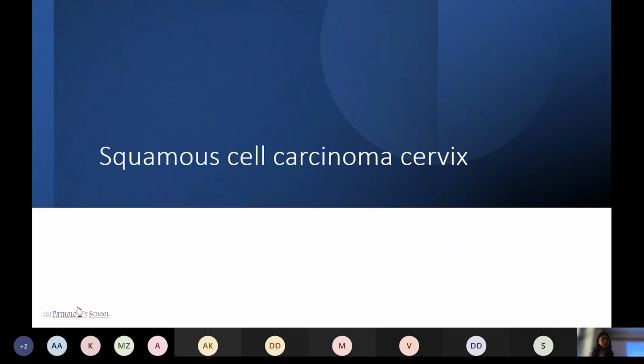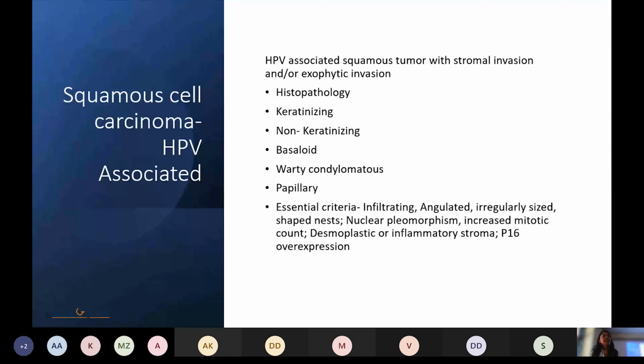Moving on to squamous cell carcinoma of the cervix. Both HPV associated and HPV independent types have a similar morphology. They could be in the form of a stromal invasion or an exophytic growth. The histopathology will show keratinizing, non-keratinizing, basaloid, warty, and papillary types. But the essential criteria here are infiltrating angulated nests of cells, nuclear pleomorphism, desmoplastic stroma, inflammatory infiltrate, and P16 positivity.